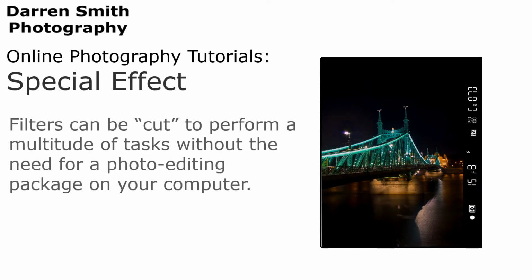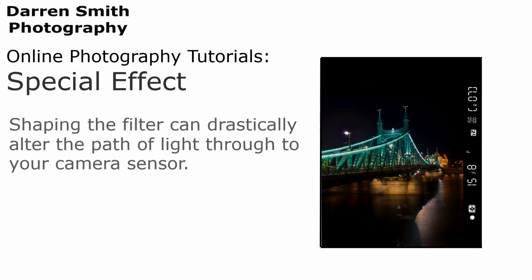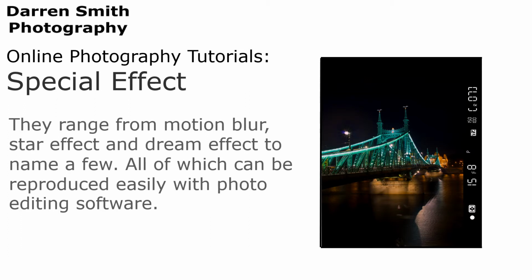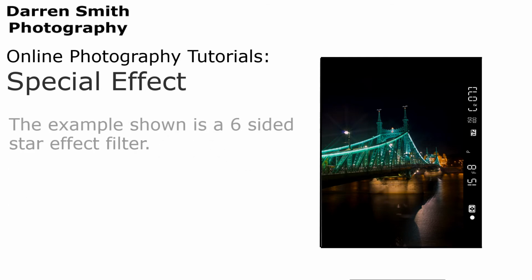Filters can also be used to perform some special effects, as filters can be cut to perform a multitude of tasks without the need of photo editing packages on your computer. Shaping the filter can drastically alter the path of light through to your camera sensor. These special effect filters have been generally replaced due to their niche use and the versatility of editing software. They range from motion blur, star effect and dream effect, to name a few, all of which can be reproduced easily using photo editing packages. The example shown is a 6-sided star effect filter on a bridge in Budapest.